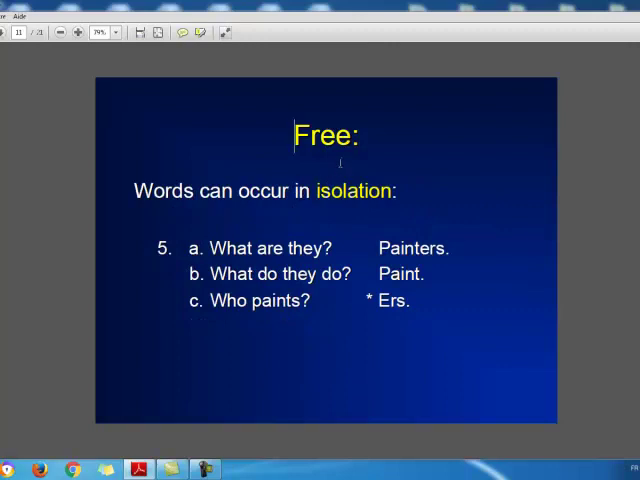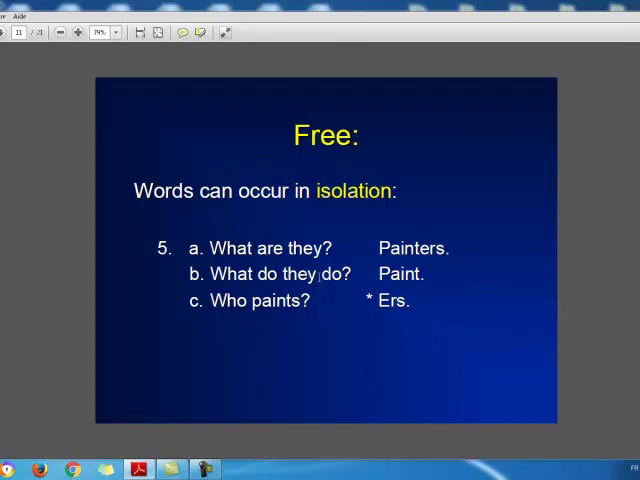Of course, being considered free units, words can occur in isolation. They can be used alone. For example, what are they? This is a question. We can have as an answer to it, "painters". So this unit is called a word. It is free because it is able to occur alone. It can be used alone as an answer to this question here. Notice no need to say "they are painters". Now here it fulfills the role of a whole sentence.